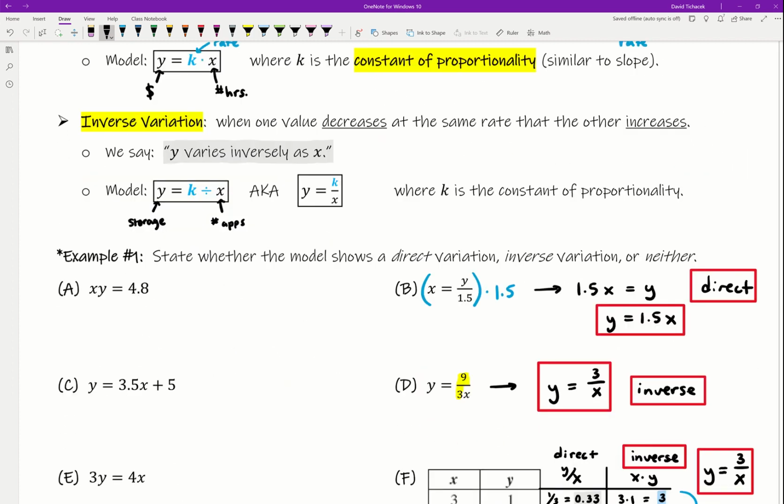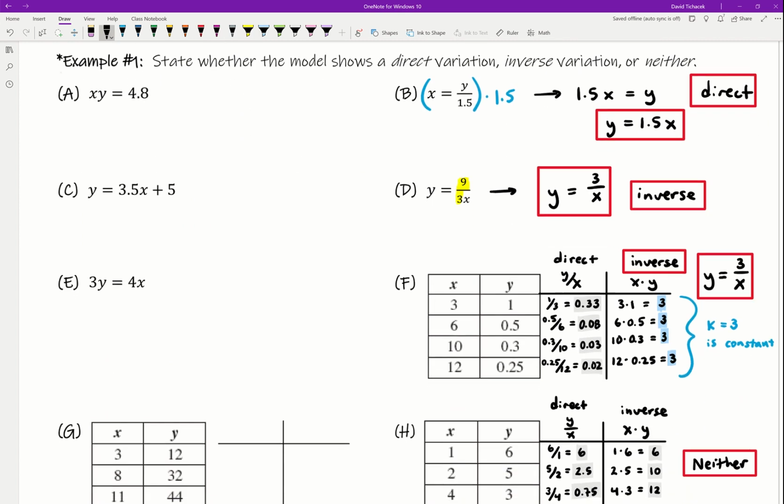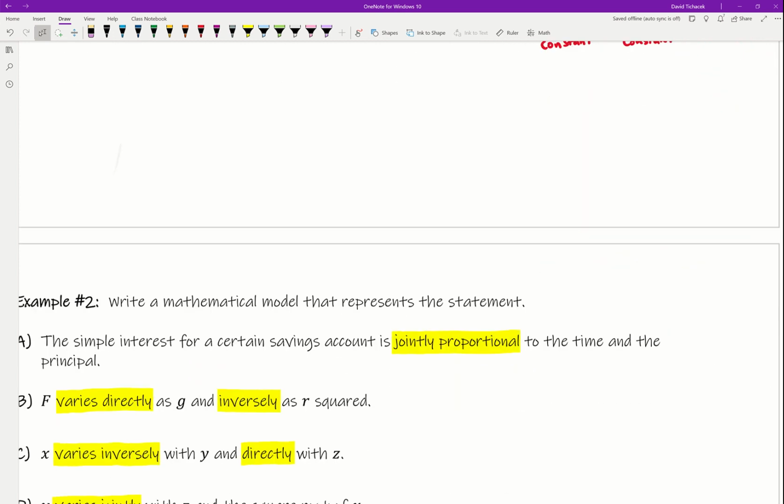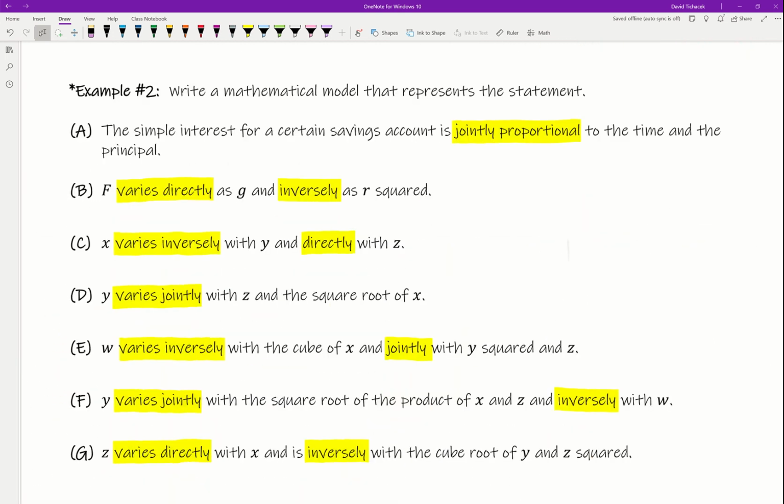Whenever we're doing these types of problems, I'm going to skip what we have here in example 1. You can see that what these examples require is that we go through and determine if the model demonstrated is direct, inverse, or neither. Truth be told, that is going to be less of a focus of ours, and more of a focus is going to be actually writing down the model and using the model.